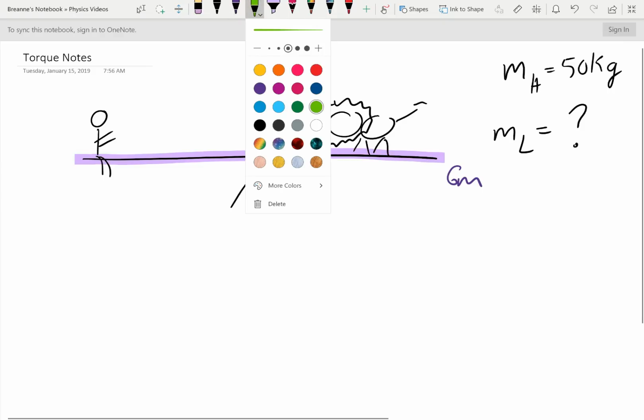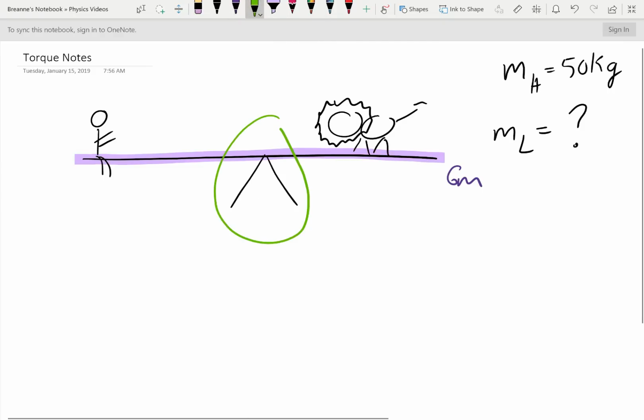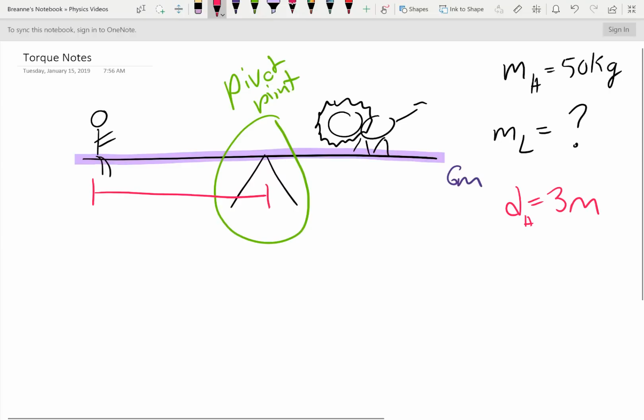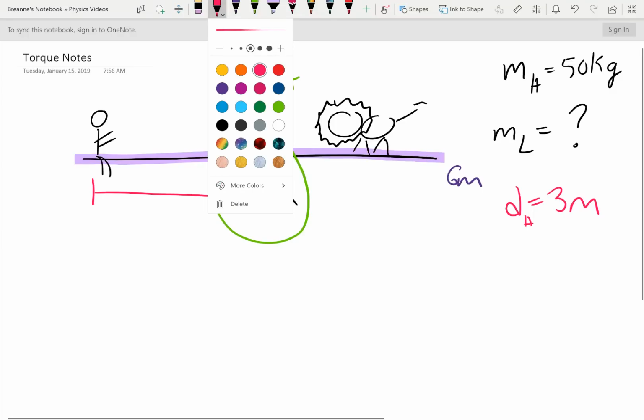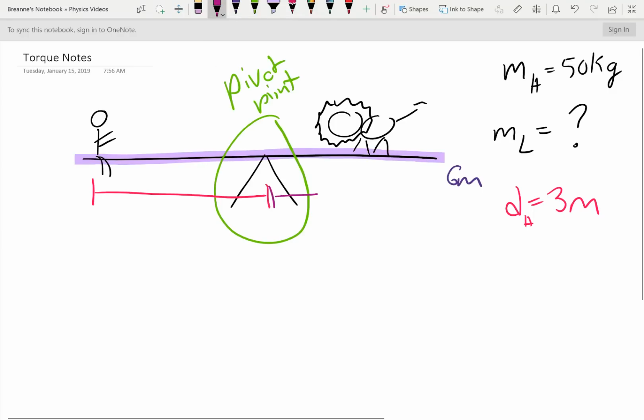So first, where is the pivot point? So here's our pivot point. So what would be the distance between Hannah and the pivot point? Hopefully you can see that the pivot point's in the middle. So the distance of Hannah would just be 3 meters. And they've already told us in the problem that the distance of Leo is 1 meter.